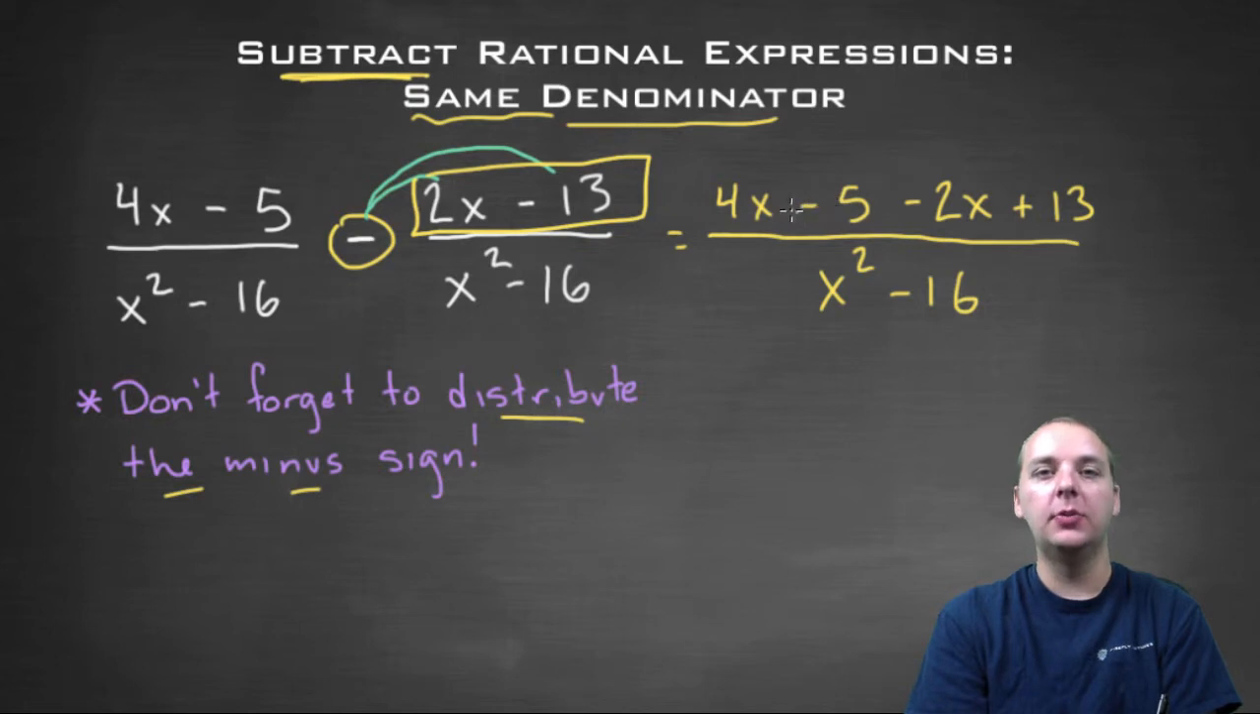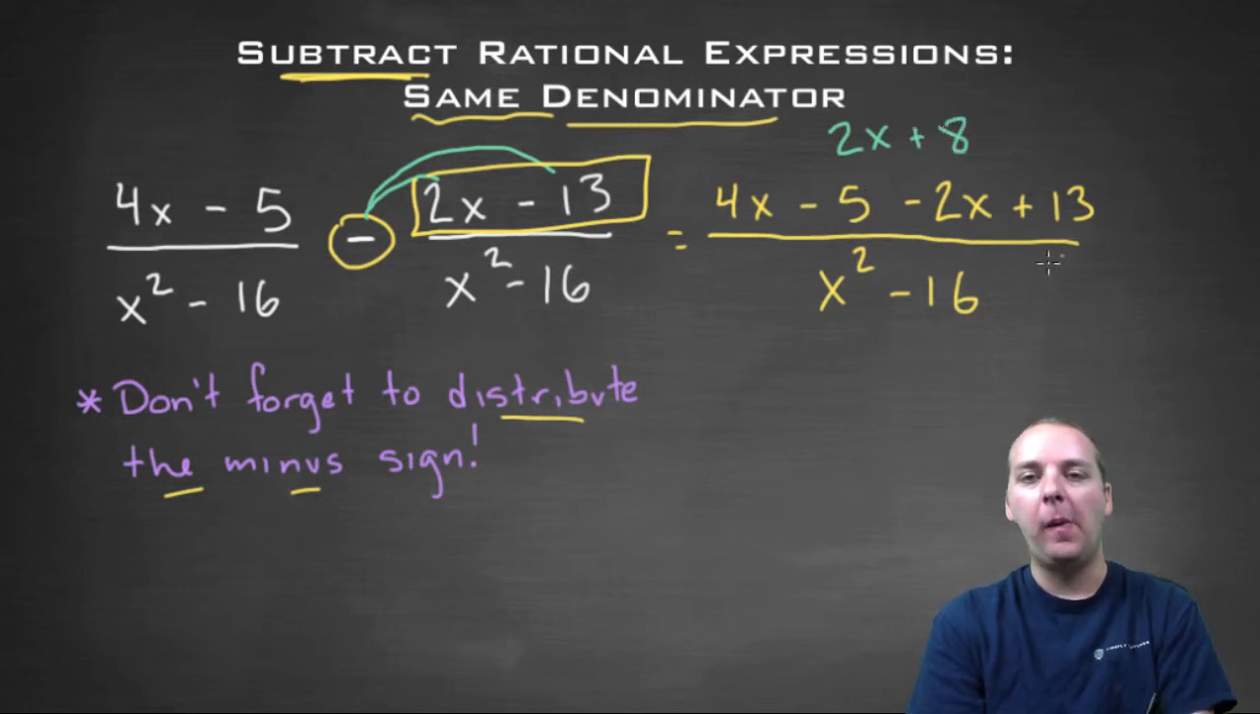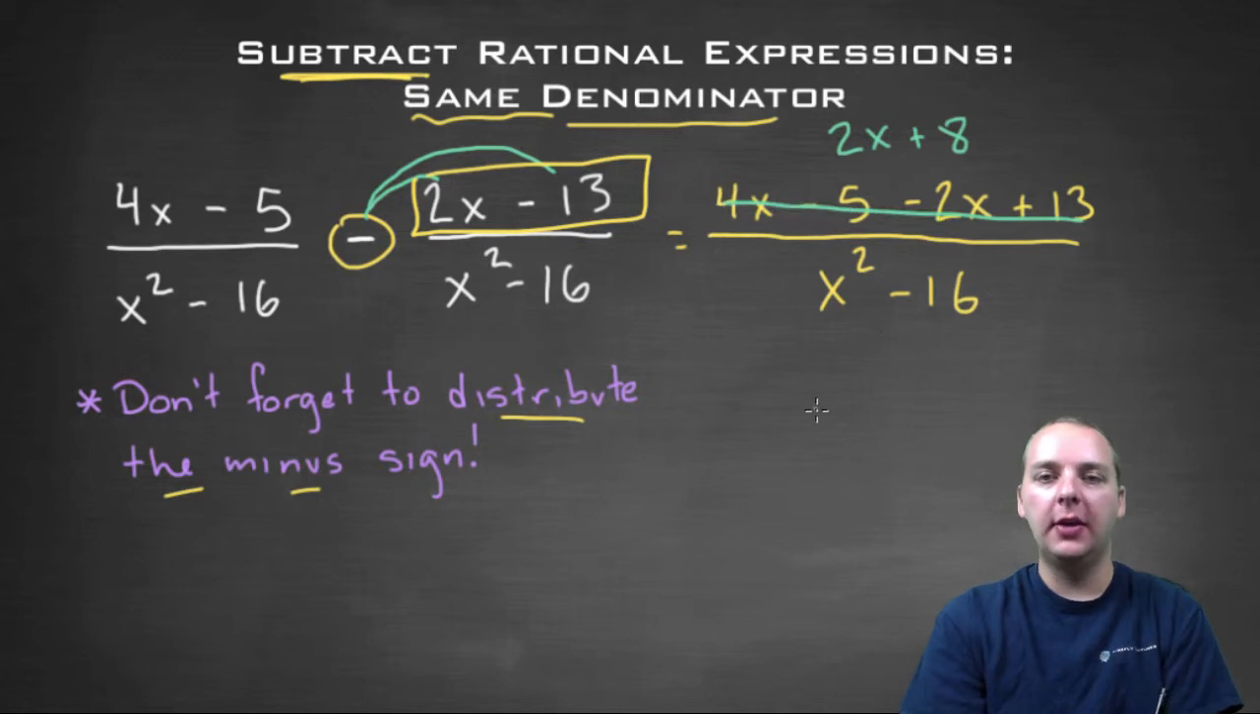We have some like terms. We have a 4x minus 2x, that would make 2x. And minus 5 plus 13 makes plus 8. So we've simplified that numerator.